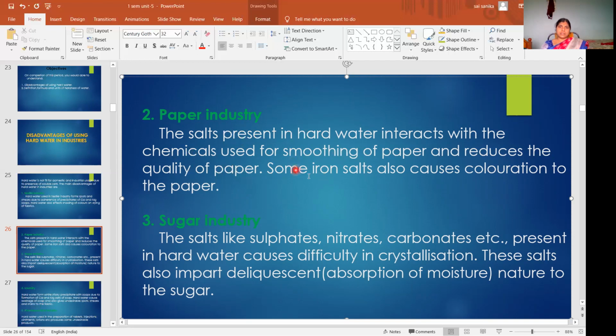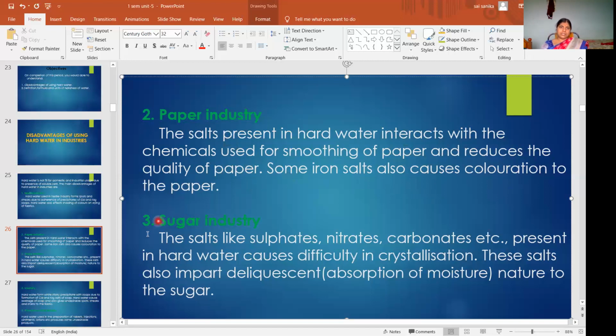If any iron salts are present in water, what will they do? They will give color to the paper. If you observe notebooks, there are different colors, some white, somewhat cream color, due to these iron salts only. So iron salts cause coloration to the paper, giving it different colors. Okay, so the quality of the paper will be reduced and it will get color if iron salts are present. So this is about the paper industry.